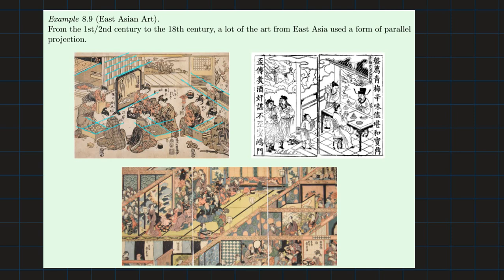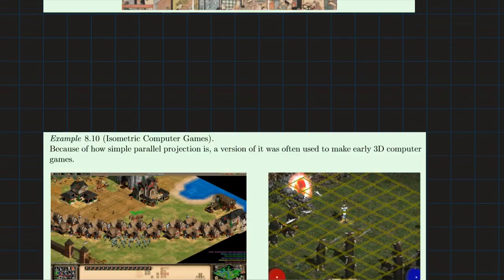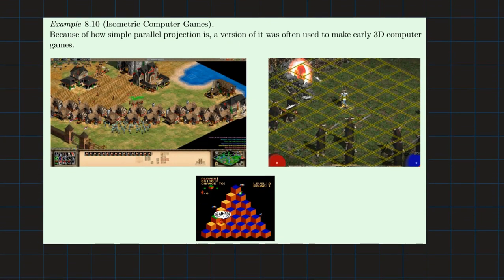And these pictures, they feel a bit like something's off about them because this isn't what the real world looks like to a human eye. Okay, because with the human eye there's a depth, a convergence, a vanishing point issue. But this is the style which was used a lot in a lot of East Asian art. Okay, the last example I want to talk about quickly is just computer games.